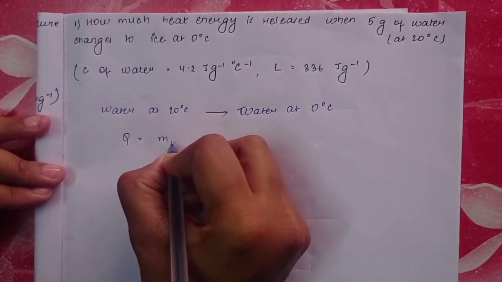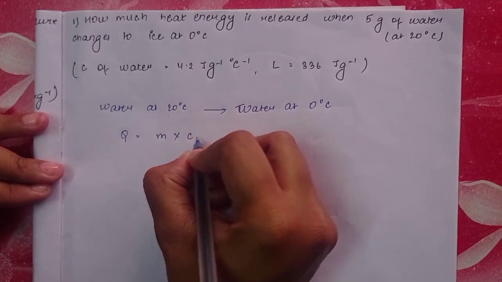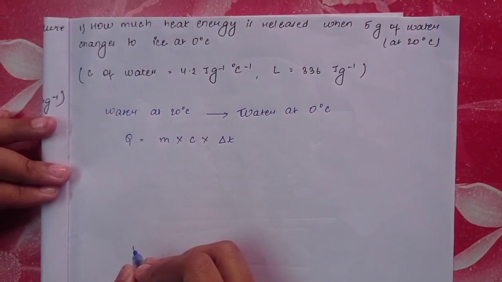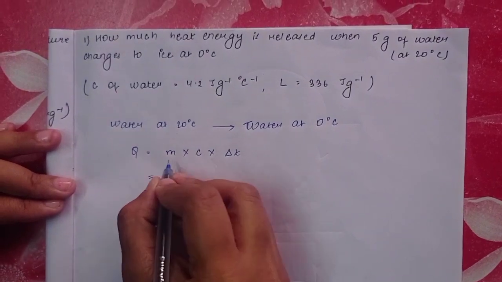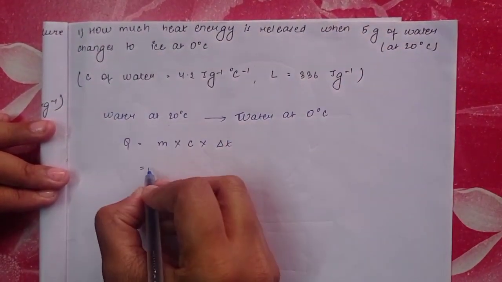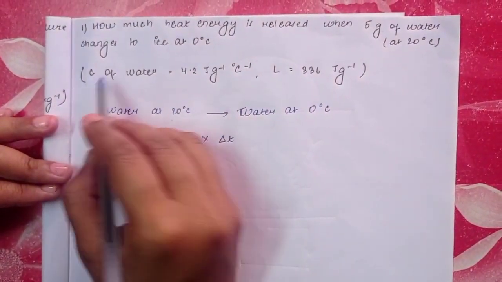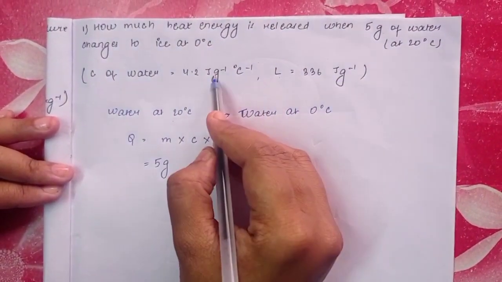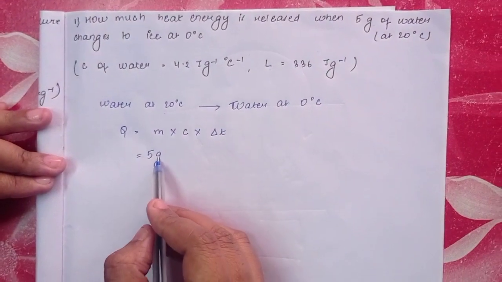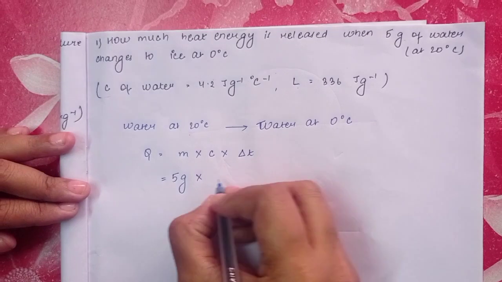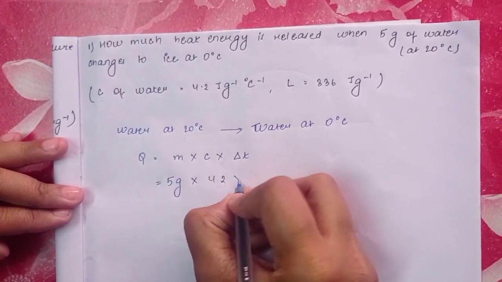Q is equal to mass into specific heat capacity into the difference in temperature. I told about this in the previous video on my channel. So what is the mass? 5 gram. So I am taking gram because the values of specific heat capacity and latent heat of fusion are all in grams. So I am taking gram, I am not changing it into kg. What is the value of C? The specific heat capacity of water is given as 4.2 into del T.